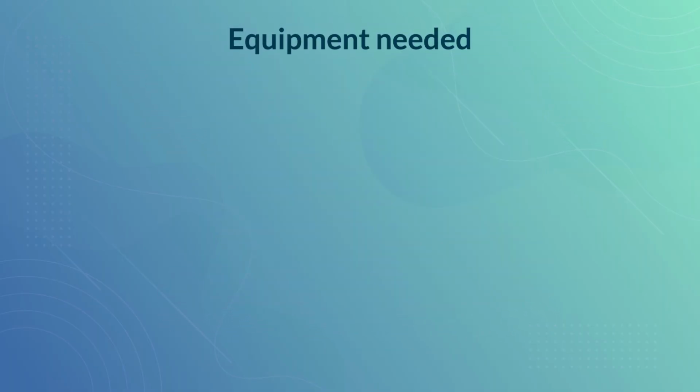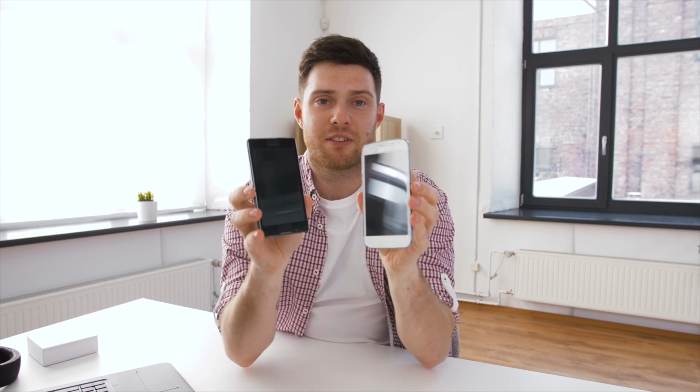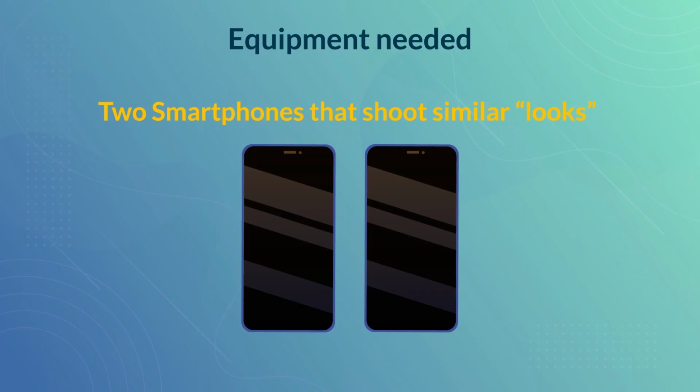Equipment needed. 1. Two smartphones that shoot similar looks. Preferably use identical smartphones. If not, try to use two that have a similar video look. During the edit, cutting between interviewer and interviewee will look odd if the video colours are completely different.